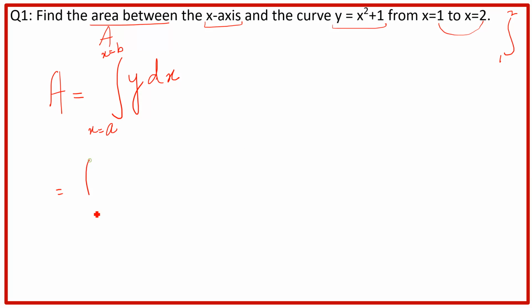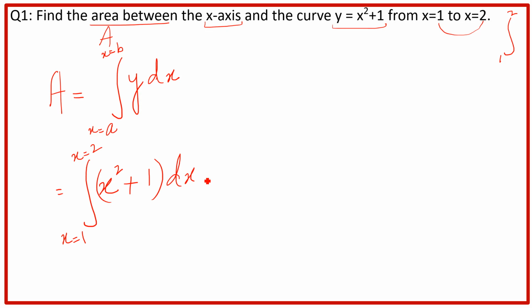Now I am going to write x is equal to 1 because this is the limit from 1 to 2 and x is equal to 2. You can write down directly 1 to 2, but in some books you can see that sometimes they use x is equal to 1 or x is equal to 2. That is why I am writing x is equal to 1 and x is equal to 2. Instead of this y, we can write down x square plus 1 into dx.